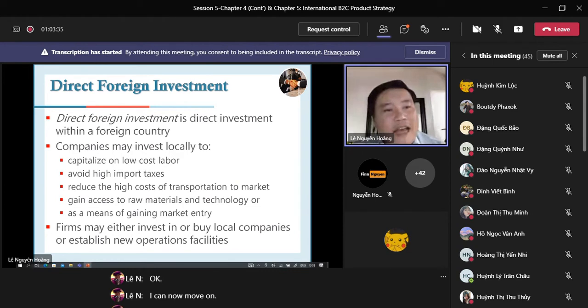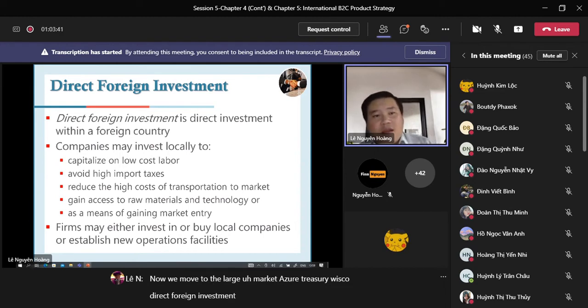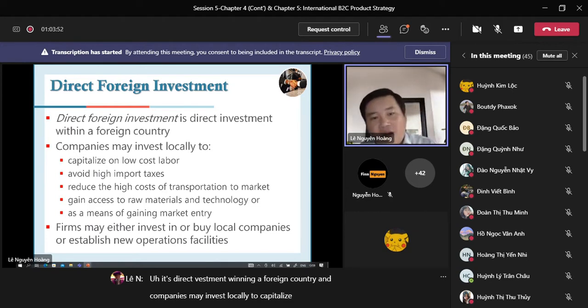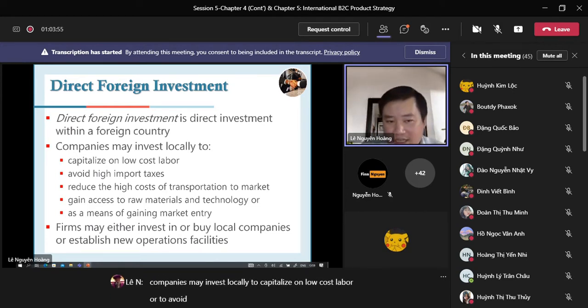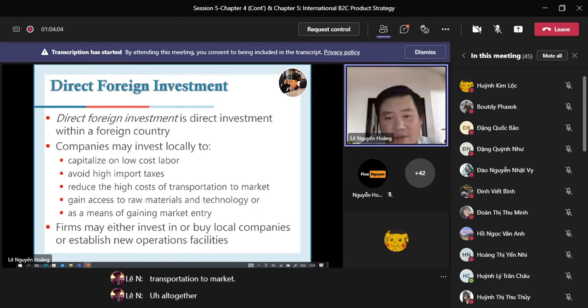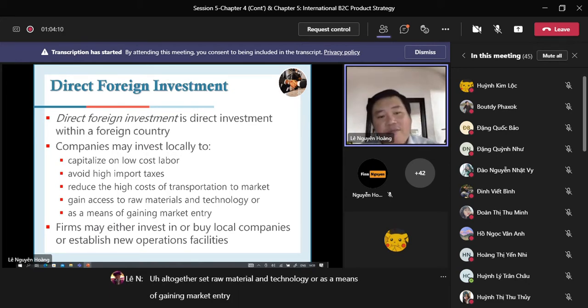Now we move to the last market entry strategy, which is called direct foreign investment. This entry method is direct investment within a foreign country, and companies may invest locally to capitalize on low-cost labor, or to avoid high import taxes, or to reduce the high cost of transportation to market, or to gain access to raw material and technology, or as a means of gaining market entry. A firm may either invest in or buy local companies or establish a new operation facility.